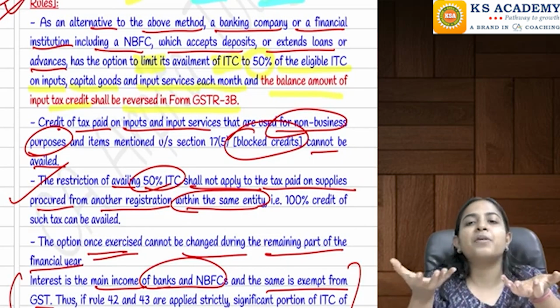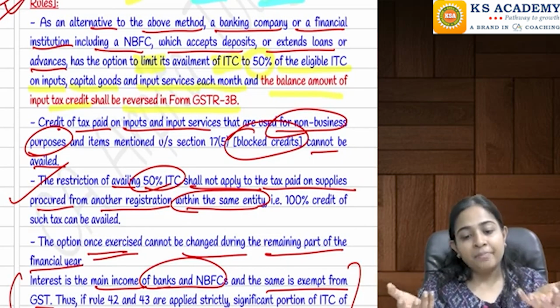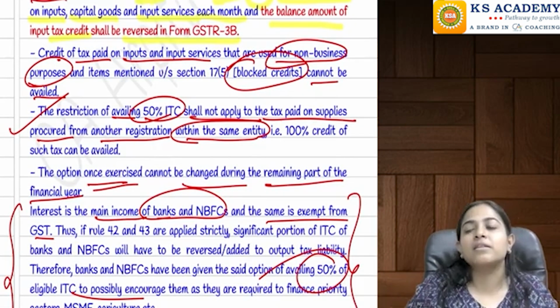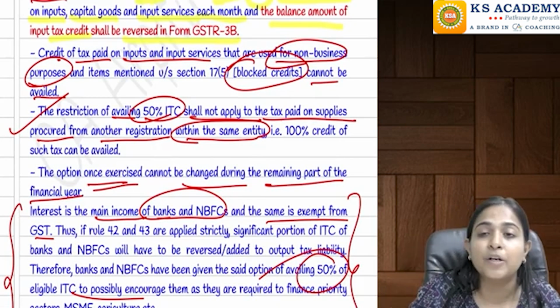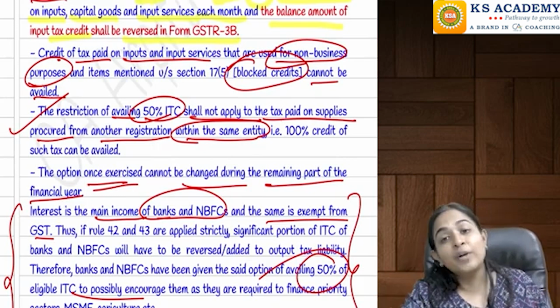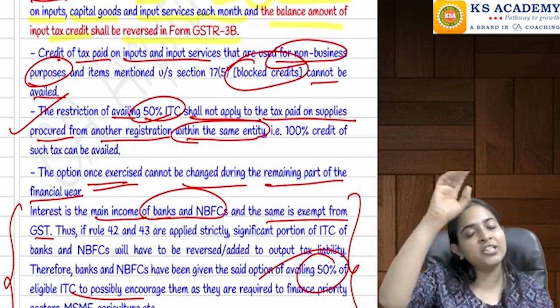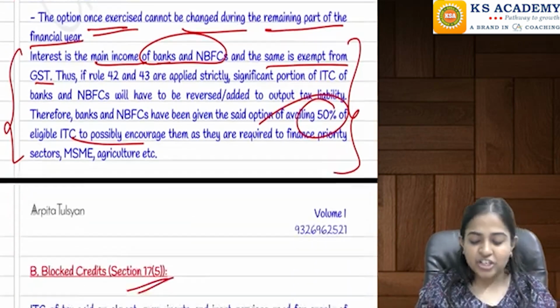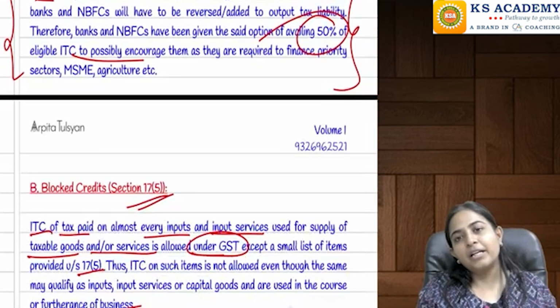Yes, and 50% of the other credits available. This is the amount of ITC available to the bank. But if the bank is using this particular method, you cannot change it during the financial year. If you want to change, you can change it during the next year. But in the middle of the year, you cannot change it. Are you clear with this?